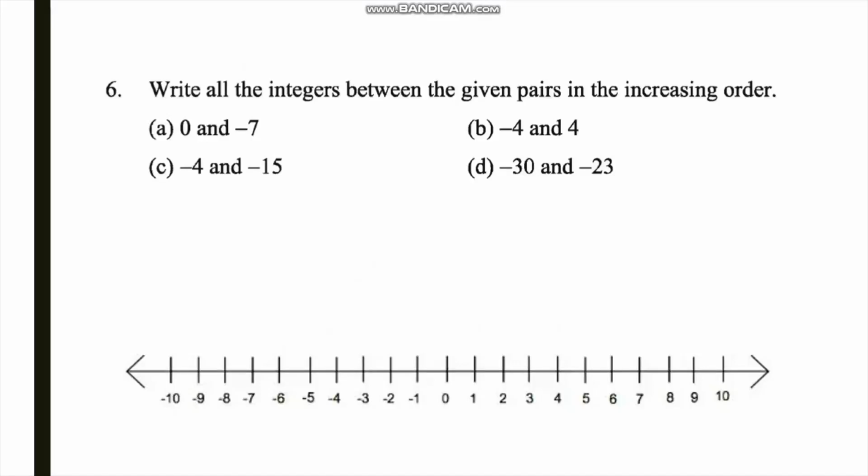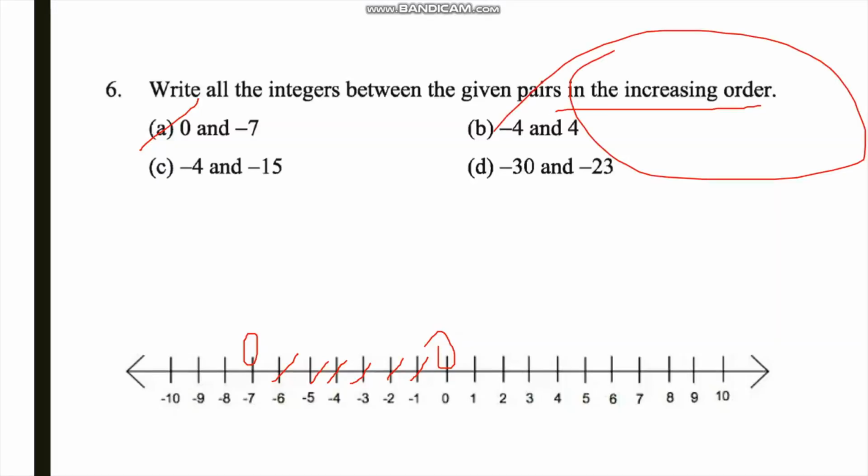Let's do question number 6. Write all the integers between the given pairs in the increasing order. We know in the number line that if we go from left to right, we get the increasing order. So doing question number A, we have to find the integers between 0 and minus 7. So we mark 0 and minus 7 here, and we have the following integers: minus 6, minus 5, minus 4, minus 3, minus 2, and minus 1. Now, since we are asked to write them in the increasing order, we have to write minus 6 first, then minus 5, then minus 4, then minus 3, then minus 2, and then minus 1, because that's how the numbers are getting larger.